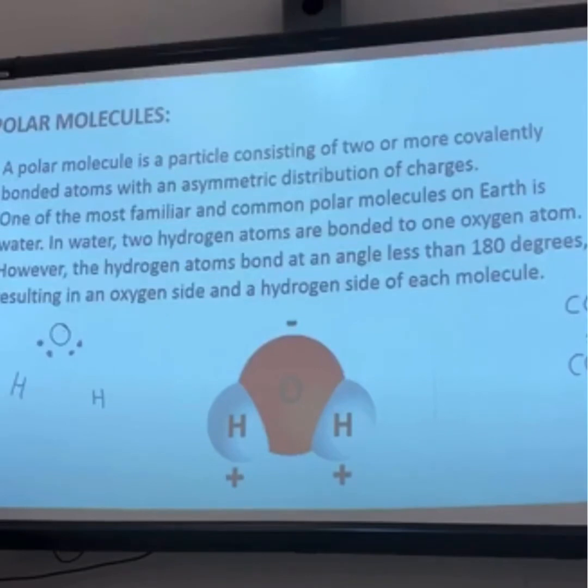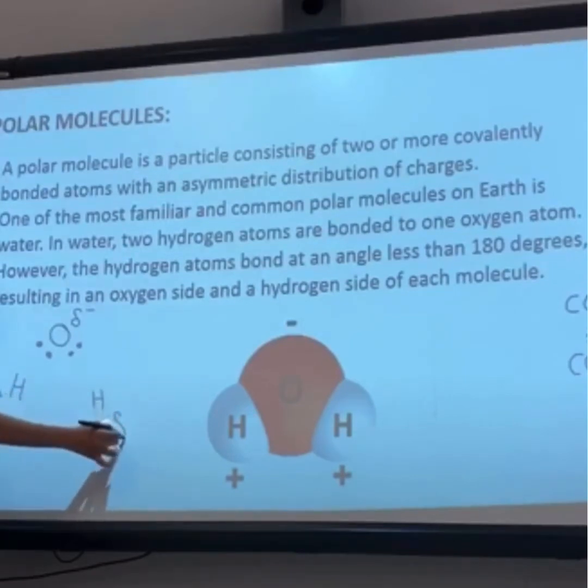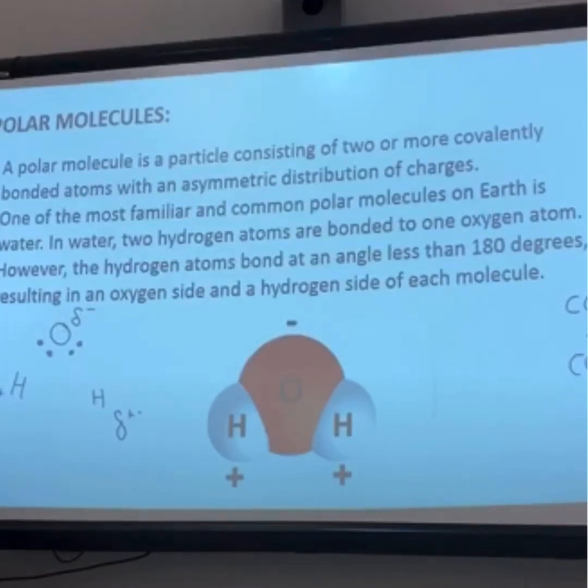Now, that gives this end of the molecule a partial negative charge. It's relatively negative because the electrons are all up this end. To write a partial negative charge, we use this symbol. Partial negative charge up this end of the molecule. Down this end of the molecule, we have a partial positive charge, because the electrons are over that way. Does that make sense?